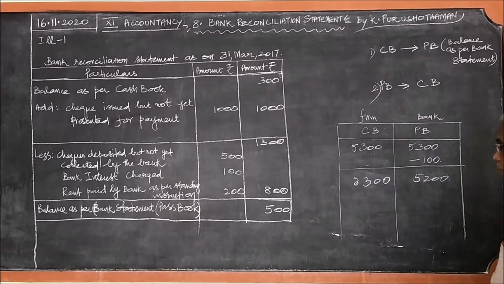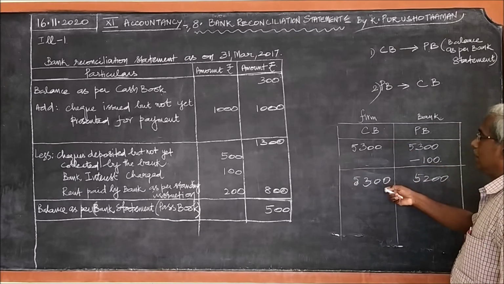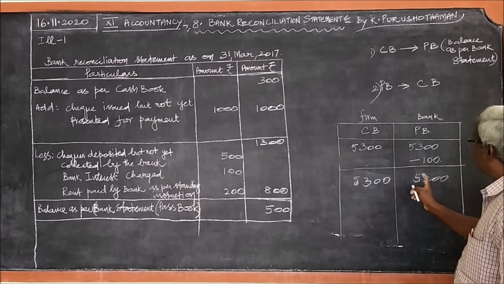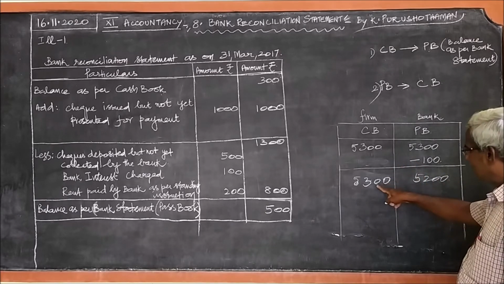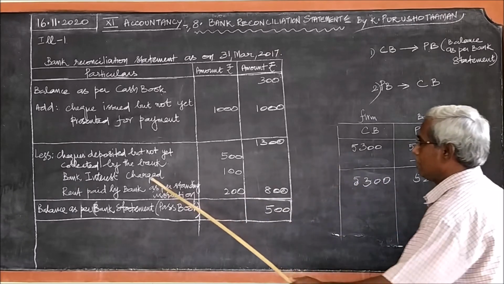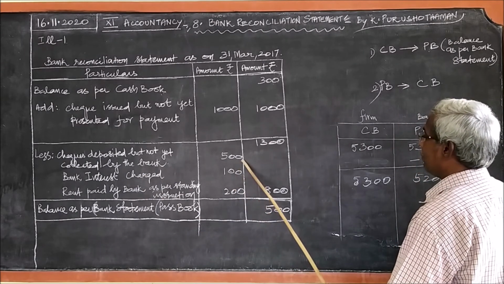But what happens? Just now I said, if more, reduce; if less, add. Now here, what is it? It is more than the passbook bank balance. So we should reduce, therefore we must less bank interest charge. This is the reason for writing.